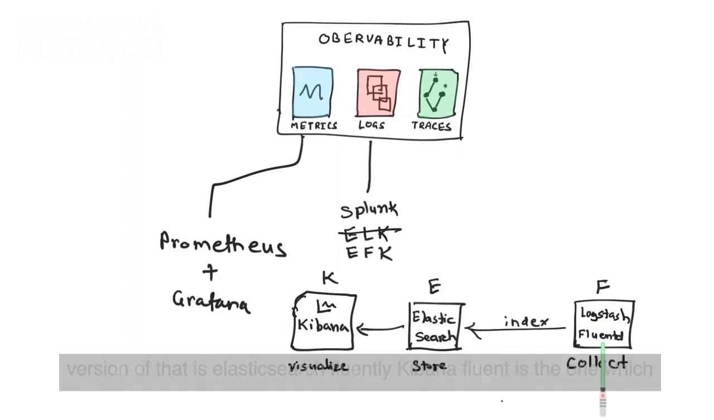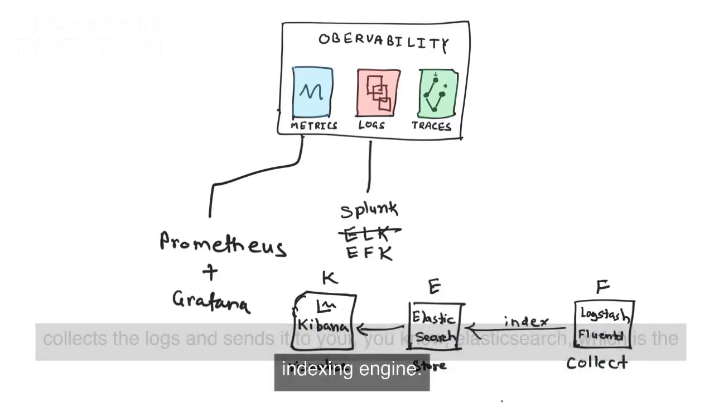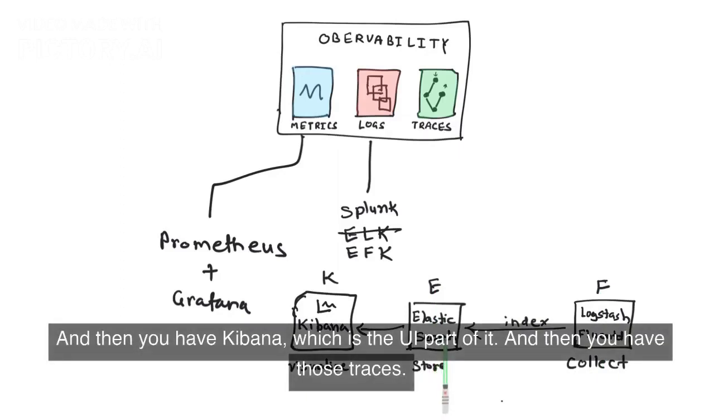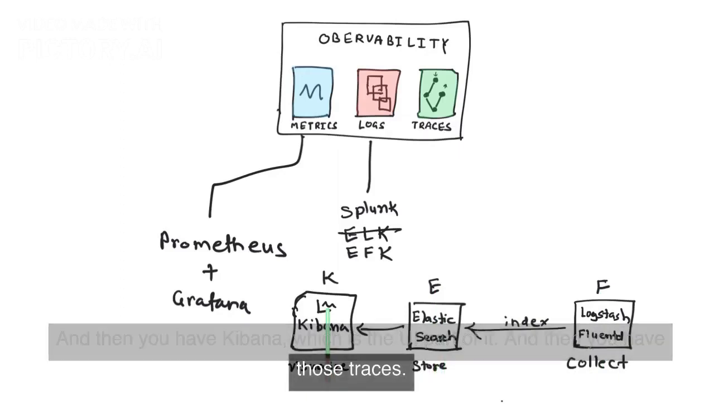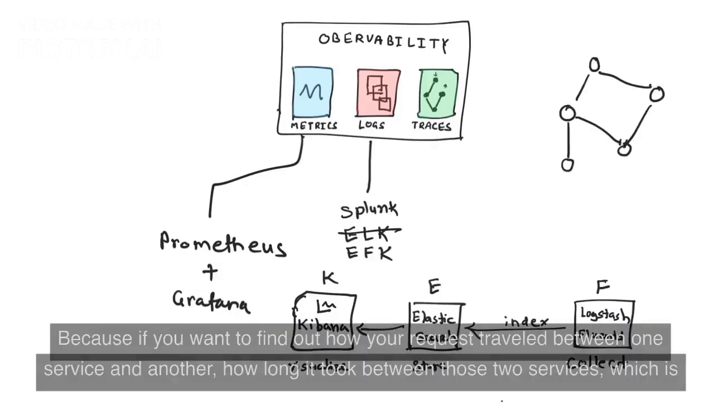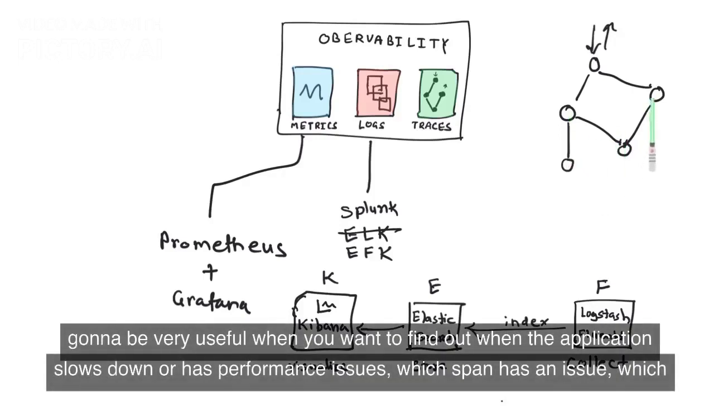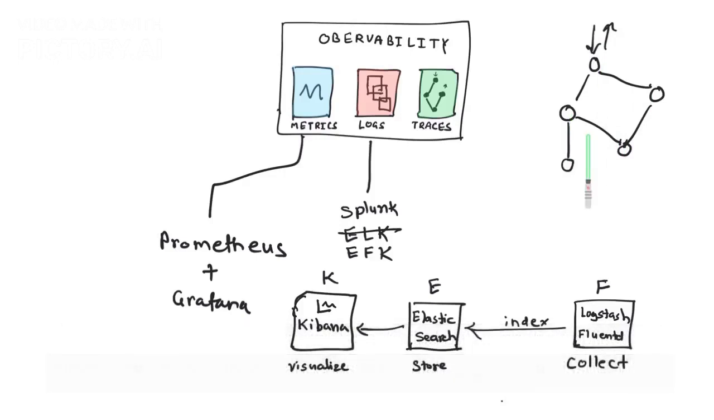Fluentd is the one which collects the logs and sends them to Elasticsearch, which is an indexing engine, and then you have Kibana, which is the UI part of it. And then you have those traces. The traces are especially useful for debugging your microservices based architecture, because you can find out how your request traveled between one service and another, and how long it took between those two services. That is very useful when your application slows down or has performance issues, to find which span has an issue, which application has an issue.